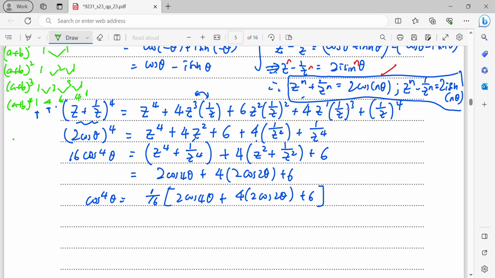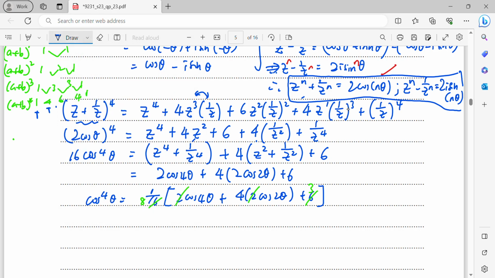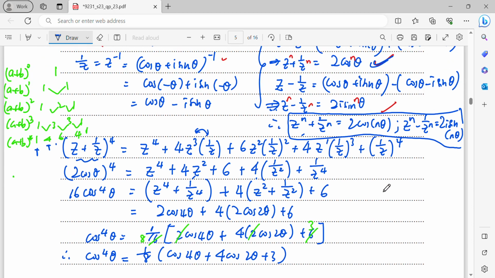Or probably I can just say I cancel off the numerator and denominator with the common factor of 2. So here 2 cancels, this will be 3, then this becomes 8. So now I will get 1 over 8, then cos 4 theta plus 4 cos 2 theta plus 3. That is my cos degree 4 theta. Okay, so done for the first expansion.